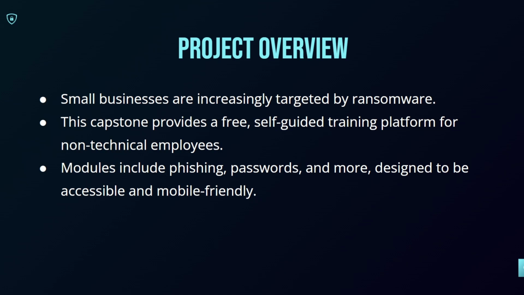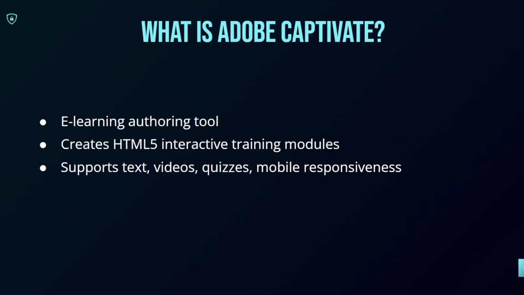needing any additional software. To build the modules, I chose to use Adobe Captivate, a learning tool for creating e-learning content. Captivate allows you to build interactive lessons that support text, images, embedded videos, and quizzes. It exports projects into HTML5 format, which means they can be opened directly in the web browser and don't require a live server or any installation.